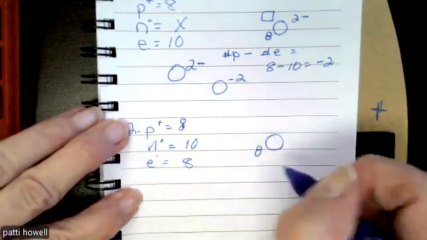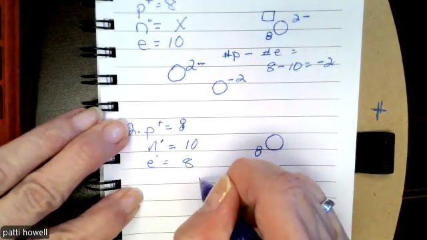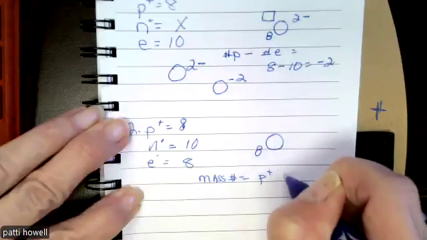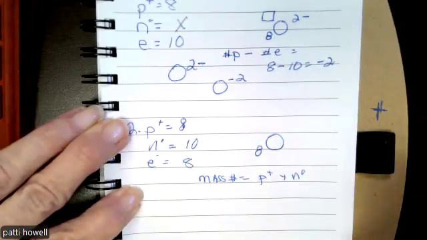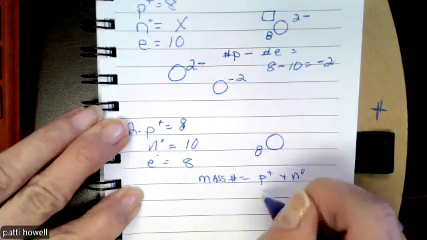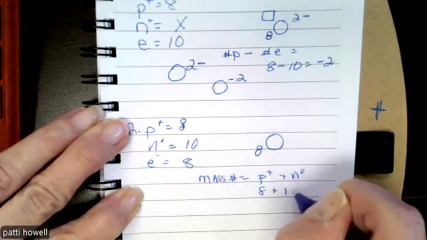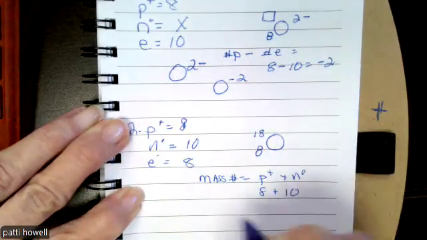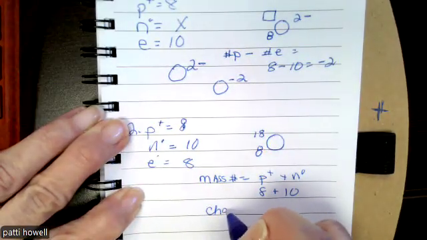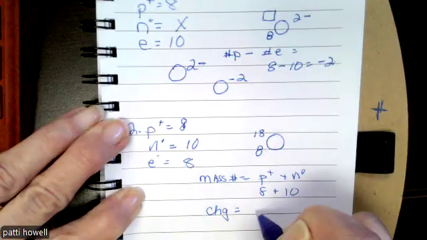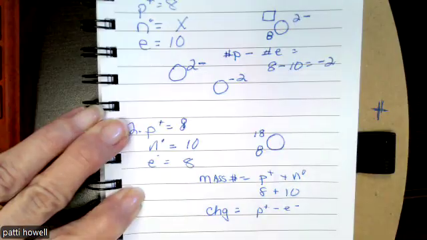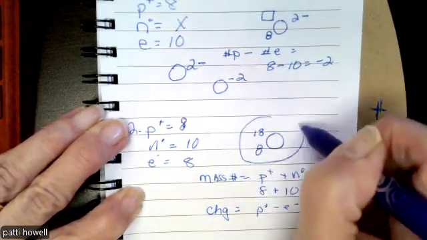So the mass number is protons plus neutrons. In other words, the number of things that are inside that nucleus. So we've got 8 plus 10 is 18. And remember, your charge is going to equal protons minus the electrons. They're equal, so we have a 0 charge. This is how we would write this answer.